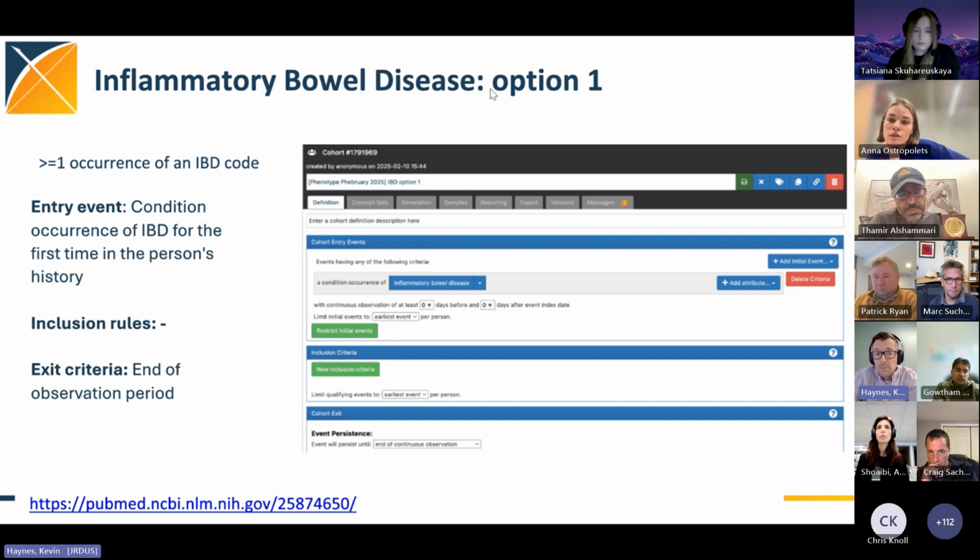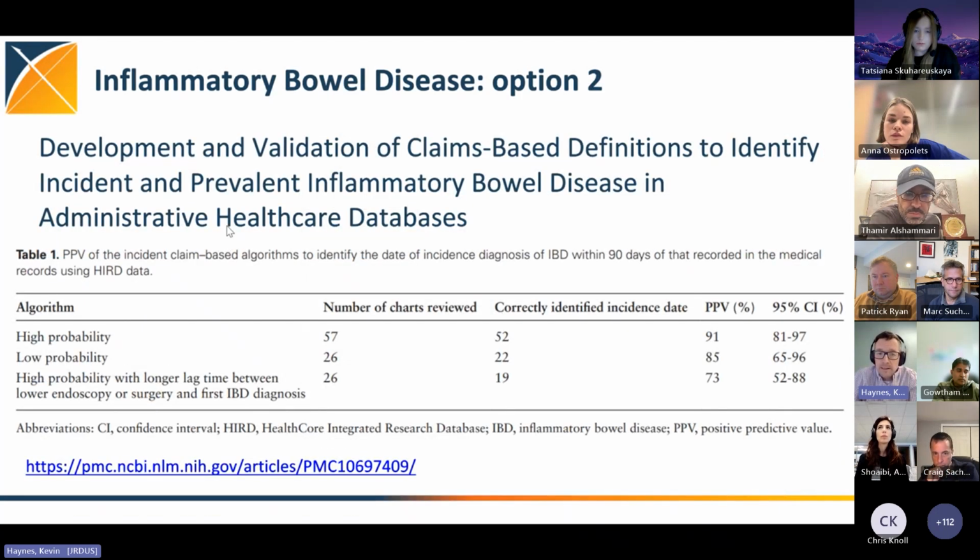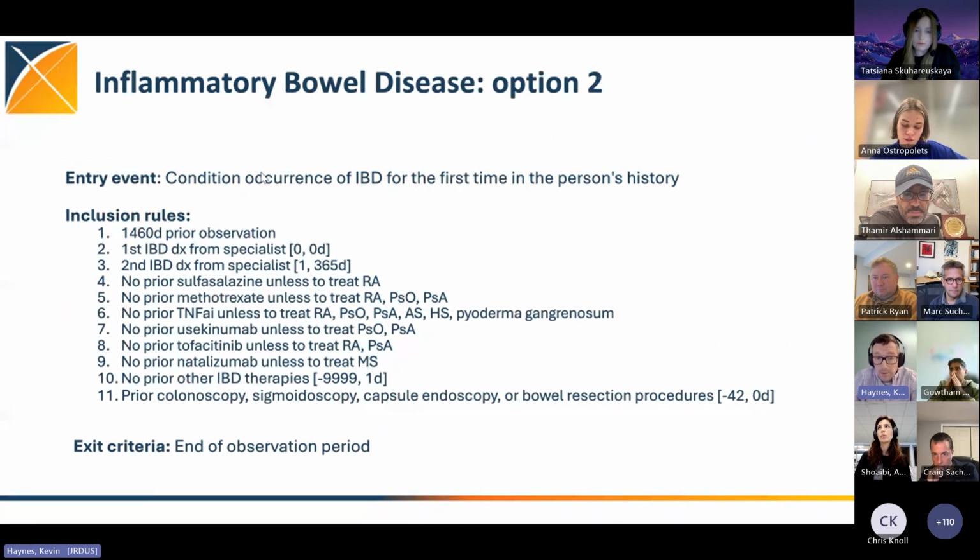And so I'll take a little bit of time going through some of the logic. So here's one definition of inflammatory bowel disease that just takes one or more IBD diagnoses. We took a published, validated algorithm that really sought to be very specific and be used to define incident diagnosis. And we converted this clinical definition and phenotype that was done in claims-based environments into the Odyssey Atlas instance.